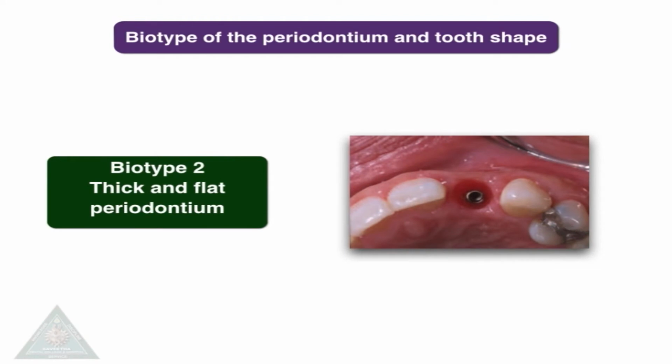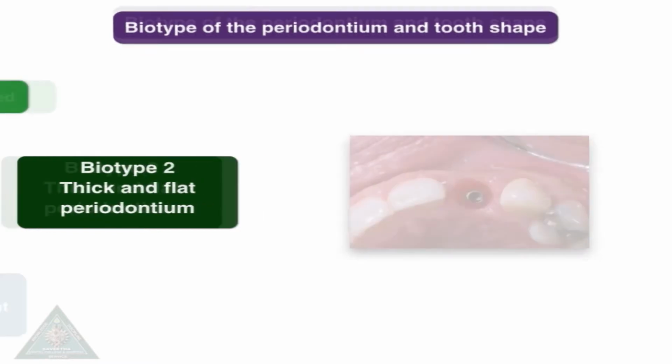And this is the biotype 2, which is thick and flat periodontium, and it's characterized by a dense fibrotic soft tissue curtain, a flat, thicker underlying osseous form, and an increased quantity and quality of the attached keratinized gingiva. Loss of interproximal tissue in the presence of a triangular tooth form will display a wider black triangle than in the situation with the square tooth form.